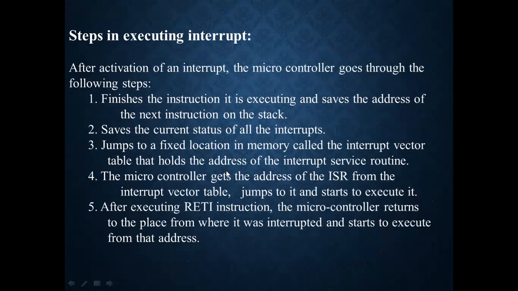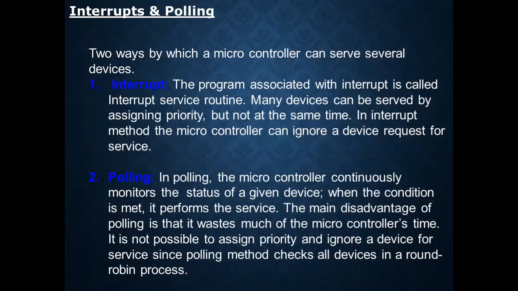Sir, what is the round robin process? Round robin process means, suppose there are external signal sources. Suppose the number of sources is 10. Then the microcontroller will go first 1 2 3 4 5 6 7 8 9 10, and again 1 2 3 4 5 6 7 8 9 10. This process continues. This is the round robin process.